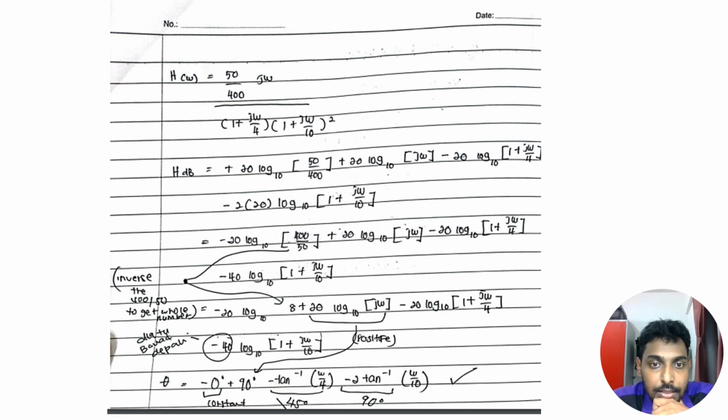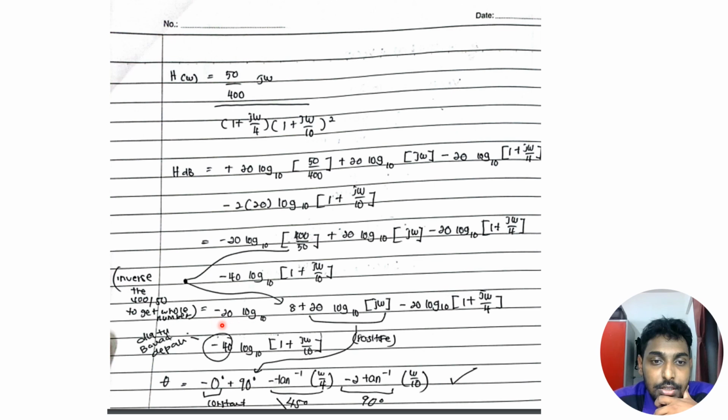So here we know that 50 over 400 is 1 over 8. So we need to change it to a whole number. So the positive 20 log will be negative 20 log, and in the bracket we change the positions, that 50 over 400 changes to 400 over 50, that we get 8, a whole number.